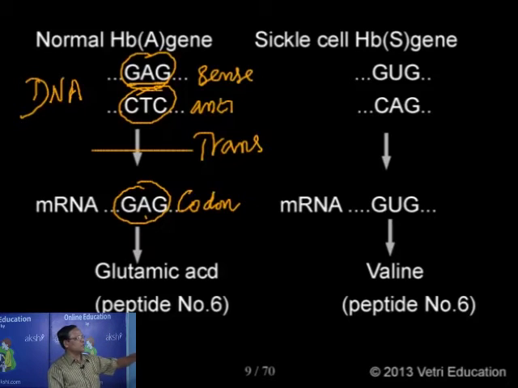The message in the template strand has been transcribed so that we get the same message as in the sense strand. So GAG is the codon now, and this is translated into glutamic acid. It is happening at peptide number 6, the 6th amino acid. Now what will happen here in this case?